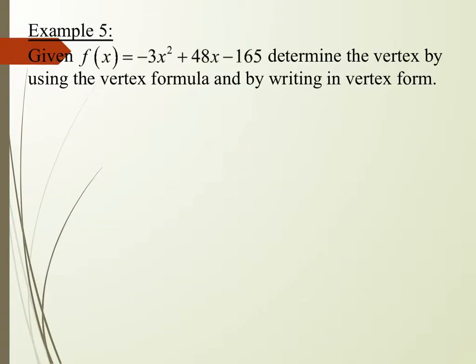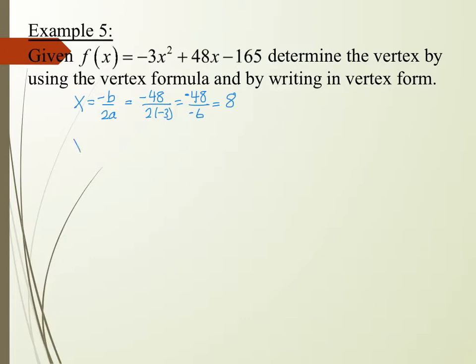So let's see how this works in practice. Here we are given a function, f(x) = -3x² + 48x - 165. Determine the vertex by using the vertex formula, and then by writing it in vertex form. Well, in some sense, we can use the formula to find the axis of symmetry. x is equal to -b/(2a), which we've known for a long time. And here we have -48 over 2 times -3. And this is -48 over -6, which is just 8. So that's where the axis of symmetry is, at x = 8.